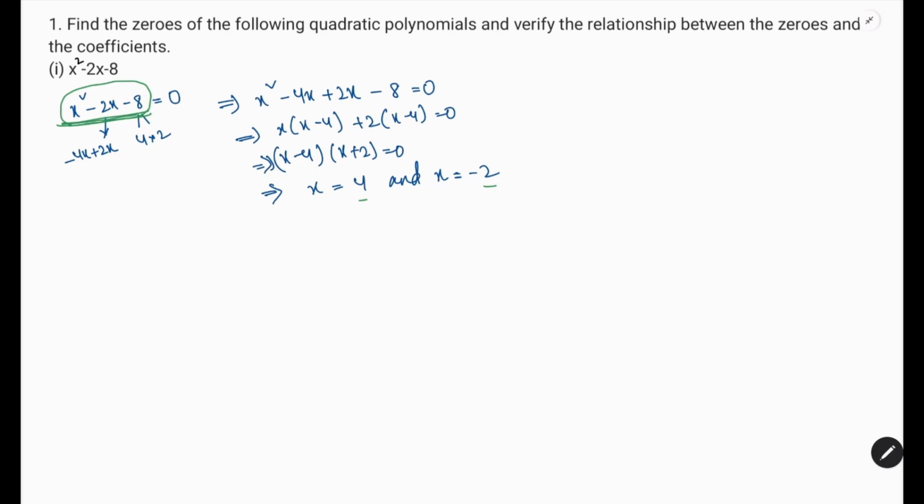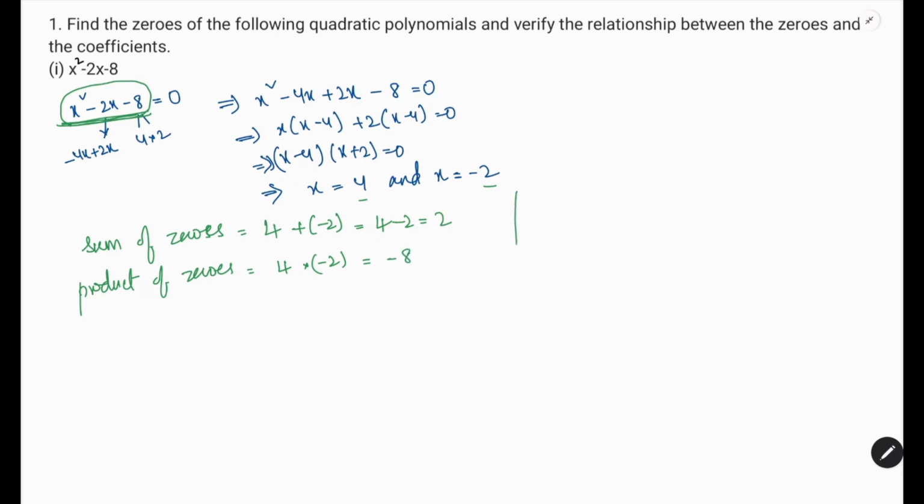Now we will do sum of zeros. Sum of zeros equal to 4 plus of minus 2 equal to 4 minus 2 equal to 2. Next, product of zeros equal to 4 into minus 2 equal to minus 8.